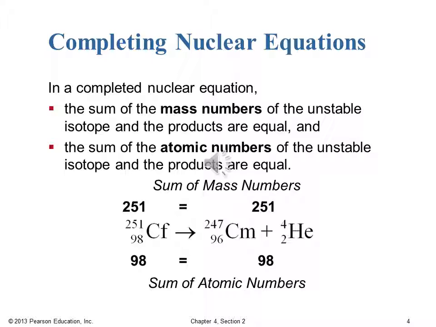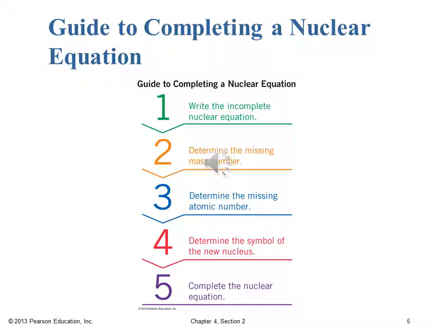Getting those element symbols right hopefully isn't too much trouble now that we have a handle on the periodic table from back in chapter 3. So as we've done before, we're going to have a strategy here for completing a nuclear equation. First up is to write the incomplete nuclear equation, based on how much information we're given in the problem. And then number 2, we can determine the missing mass number by looking at the left and right sides of our nuclear reaction to see what we need to balance those out.